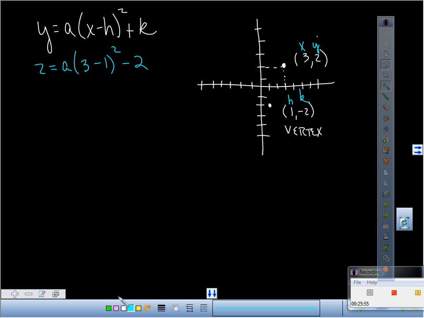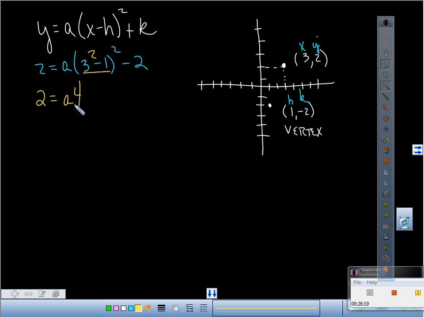Okay, what's the first thing you have to do? You have to work like that. Yeah, you got to follow order of operations. What's 3 minus 1? What's 2 squared? So 2 squared is 4, so we get 4A. That looks crazy, doesn't it? 4A. Yeah, y'all, that's 4A.